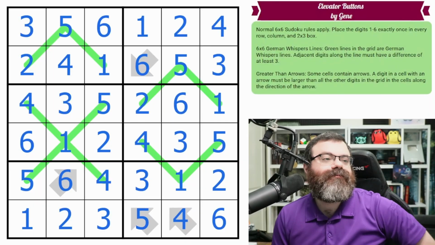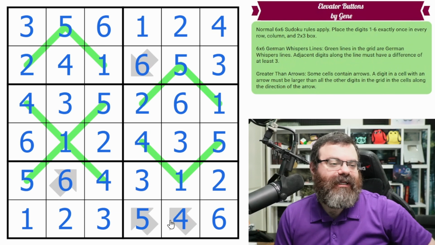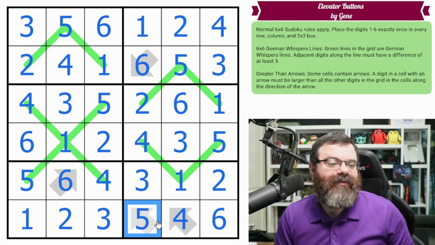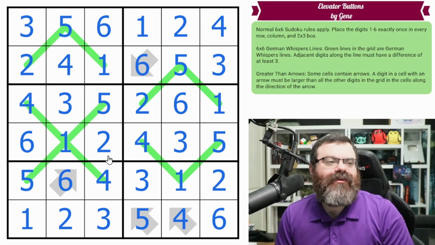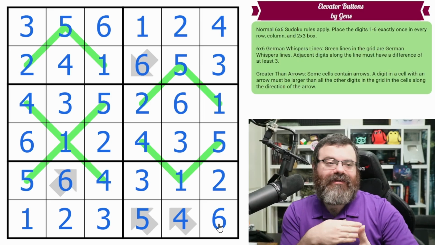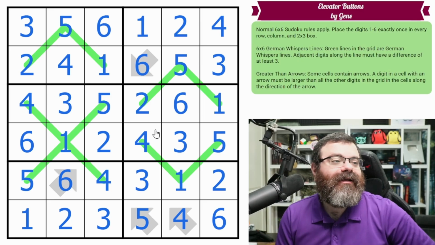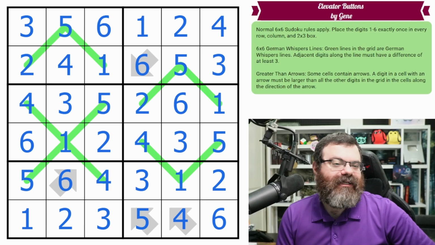I enjoyed that one. That had some neat German whisper logic, and I really like how the greater than arrows interacted with our German whispers in interesting ways. If I were to solve this again, there are some insights you can do much earlier. But I actually kind of liked the flow that I did. I had a lot of fun.